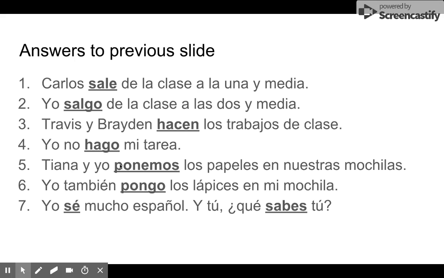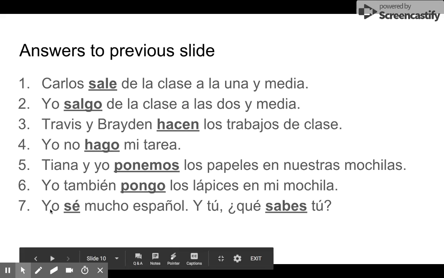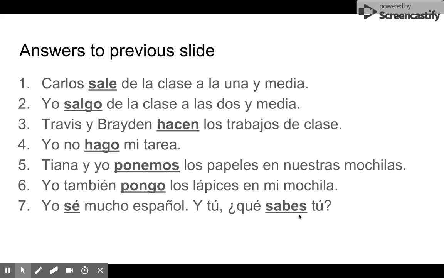Tiana and I, so that's the we form. Ponemos, E-M-O-S on the end there. But in the yo form, it's going to be pongo with a G-O on the end. And for saber, the yo form is sé, and the tú form is sabes.